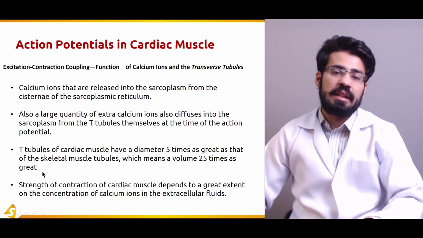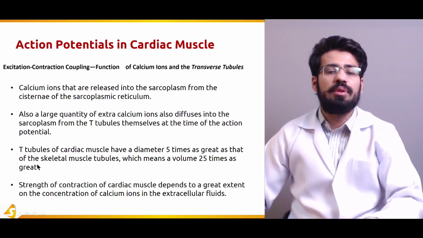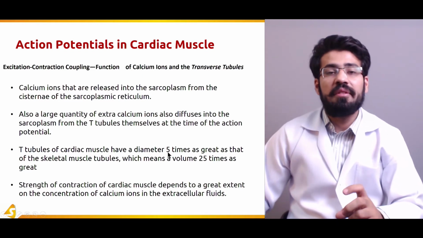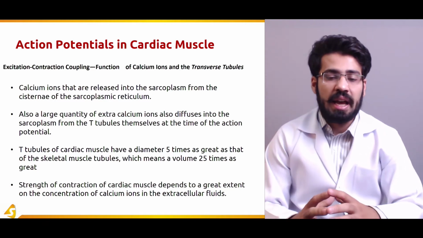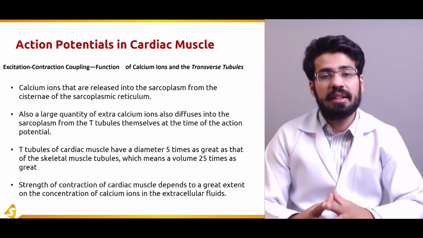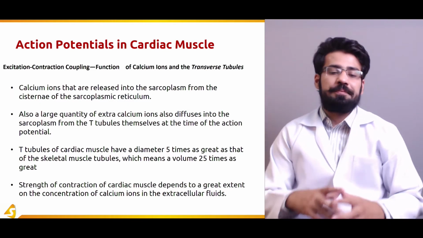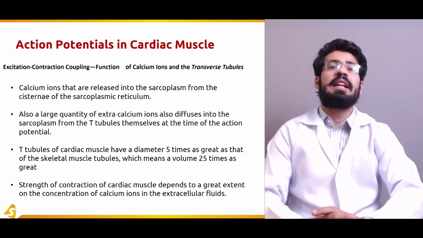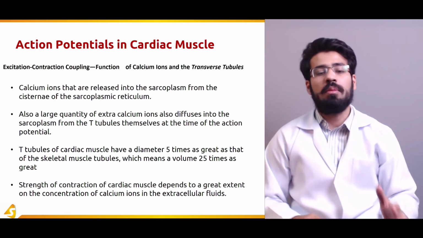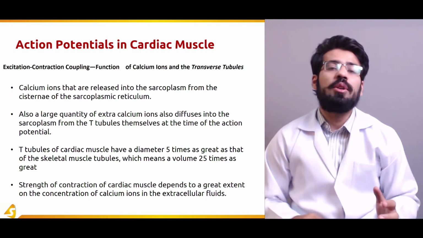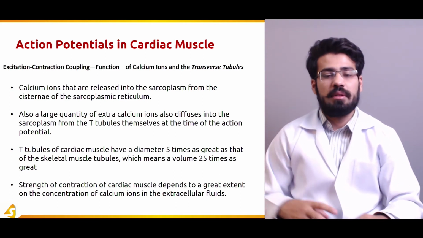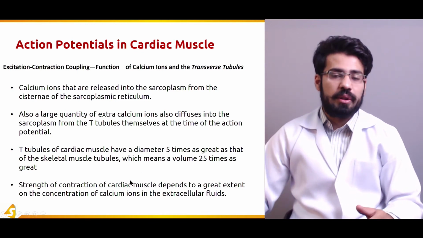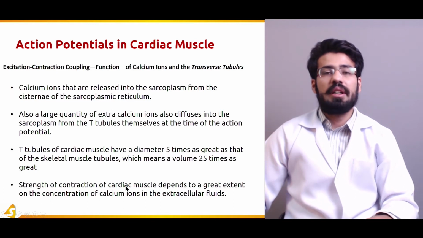Now, the other thing that is important to consider here is the T tubules, the T tubules of the cardiac muscles. They have a diameter as much as 5 times greater than the diameter of the T tubules of the skeletal muscle fibers. Now, what this means is that they have 25 times more volume than the T tubules of the skeletal muscles. This, of course, ultimately alters and enhances the contraction of the cardiac muscles.